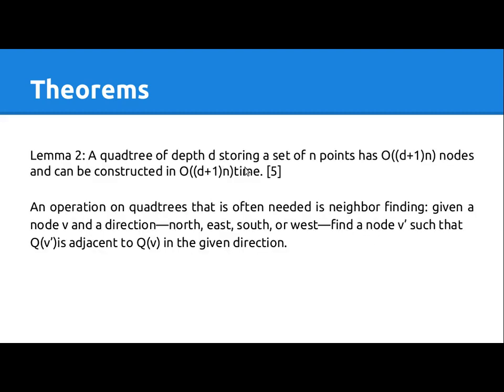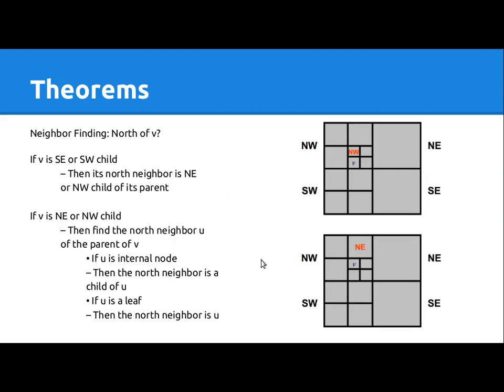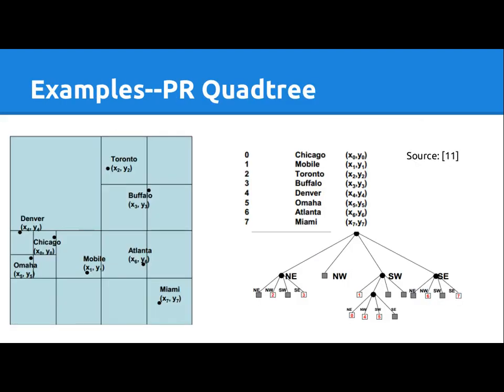A quad tree of depth d storing at most n points has O((d+1)n) nodes and can be constructed in O(n(d+1)) time. Okay, are we going to actually talk about it? No, we're not. Okay, well, let's go back to this picture. So you fill this all out. What's the big O of finding something? Which is the whole point of this thing.